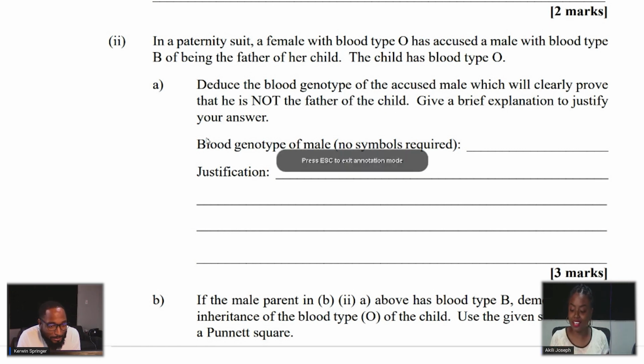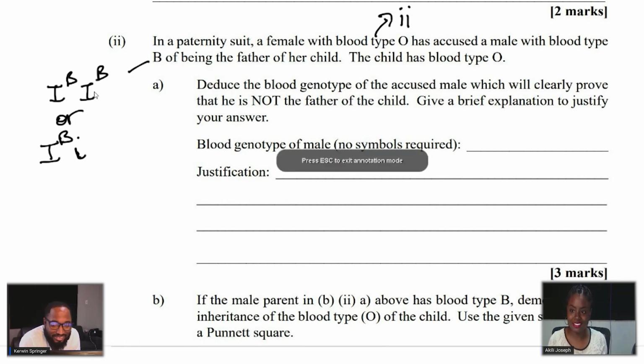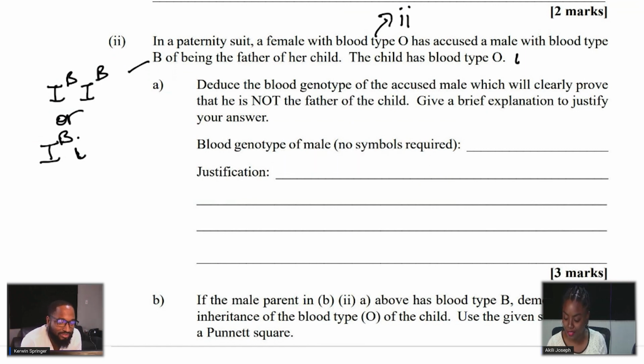Let's break it down and look at what the question told us, right? So they told us a female with blood type O here, right? Female with blood type O. That means her genotype has to be II. She doesn't have any A's or B's, right? They told us that the father is blood type B. So that means daddy is either this one or this one, right? And then they tell us that the child is blood type O. So that means the child has to be II, like mommy.